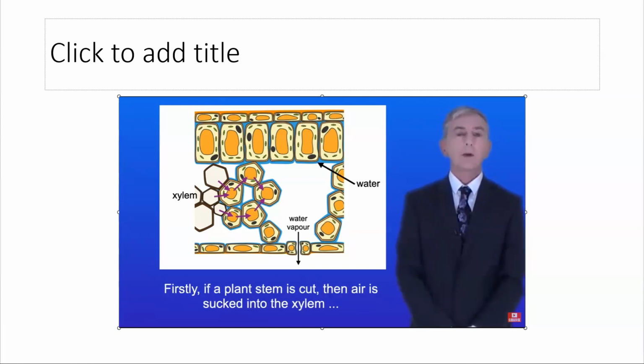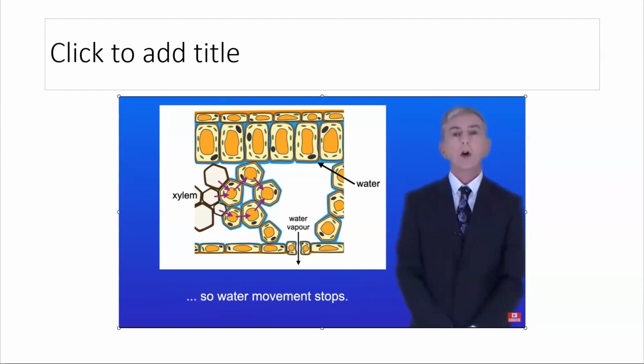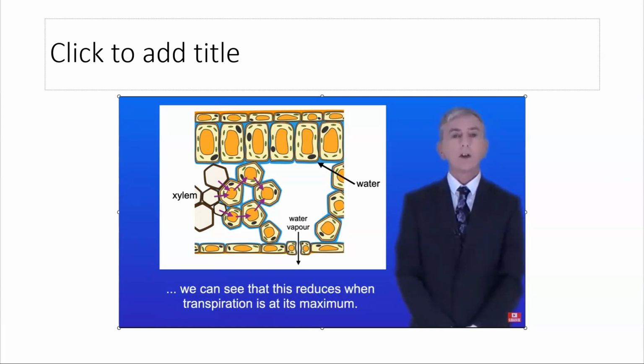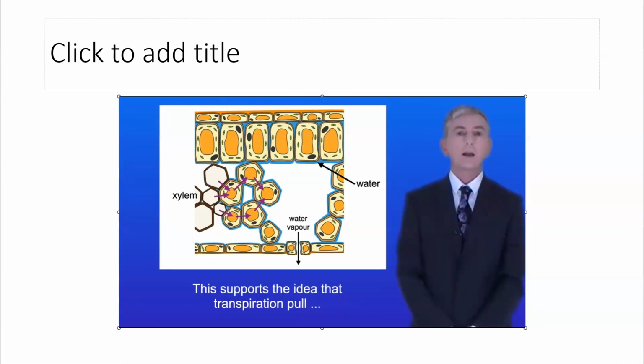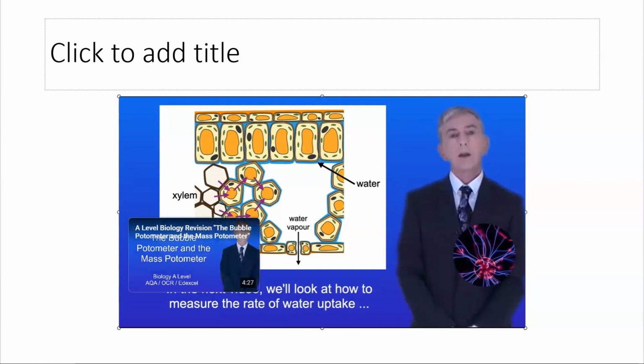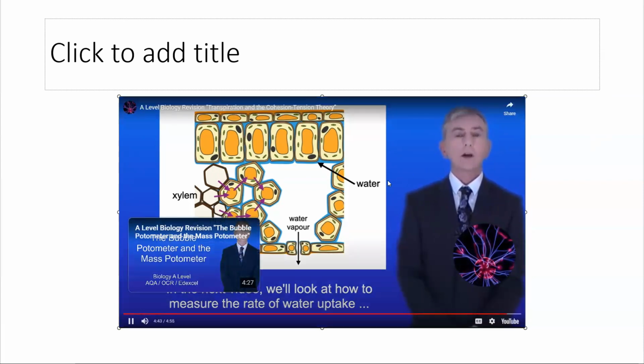Firstly, if a plant stem is cut, then air is sucked into the xylem, suggesting that the xylem vessels are under tension. However, the air prevents cohesion between the water molecules, so water movement stops. Secondly, if we measure the diameter of a tree trunk, we can see that this reduces when transpiration is at its maximum. This supports the idea that transpiration pull is generating a negative pressure or tension in the xylem. In the next video, we look at how to measure the rate of water uptake.